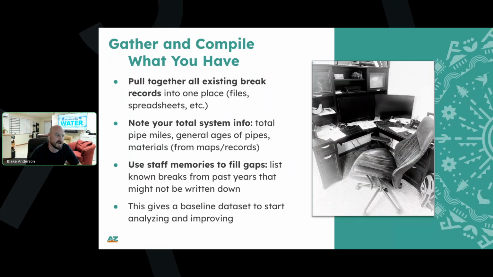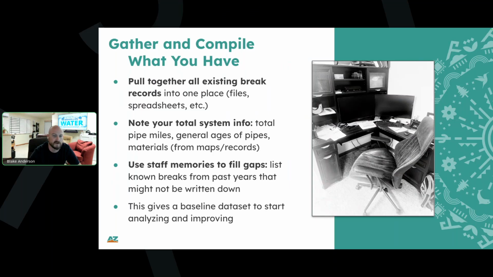And so somehow, some way, you need to start with a desk that looks like this and take an inventory. So you've got to collect all those paper logs, all those work orders, and notes about past breaks, and start putting them together. If possible, even just a simple Excel spreadsheet or a simple table that lists each break that you can remember, general date, even like month or year, the location and what was done.